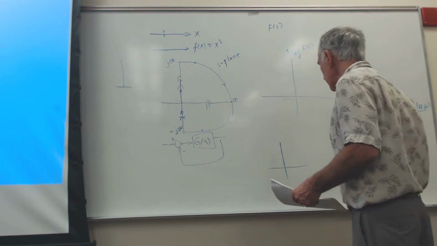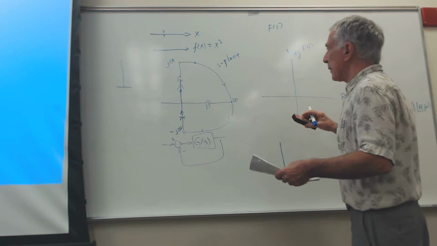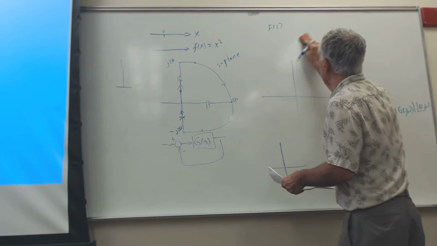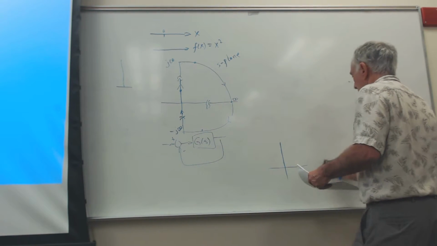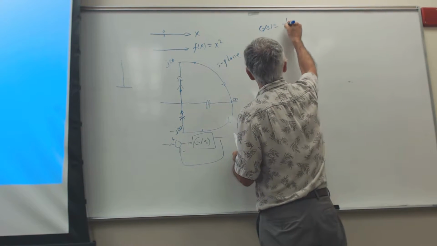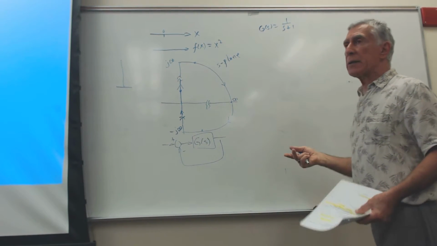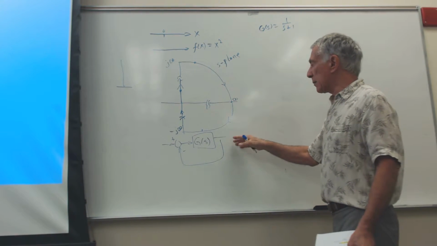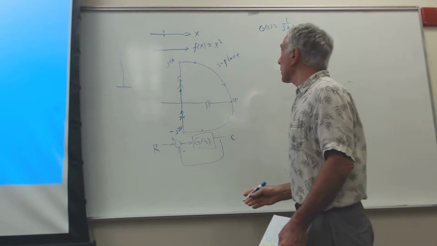And I can give an example here for this particular case. Let's say that we have a G of s equal to 1 over s plus 1. And we have this closed loop system here. We can easily determine whether this system is stable or not just by finding the closed loop transfer function and looking at the poles. Okay.